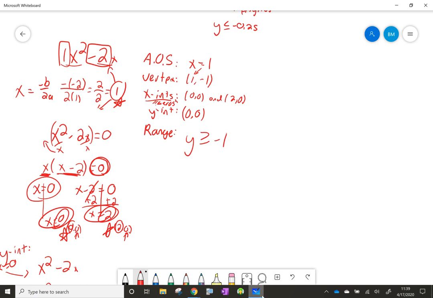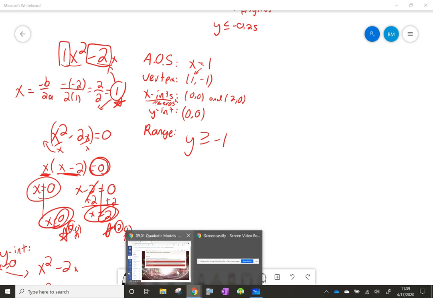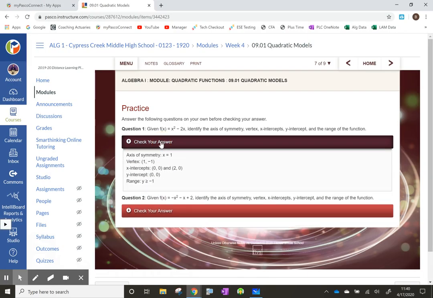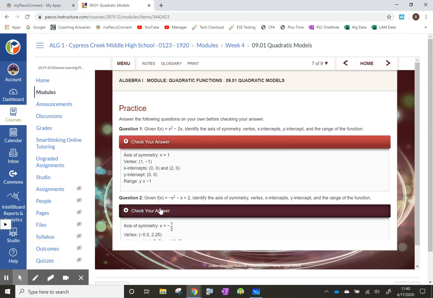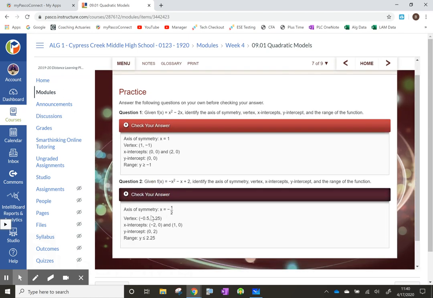And so that's how you would go about doing all those things for number 1. It gives you the answers, obviously, but I've worked everything out for you there. And you would do the exact same thing on question number 2. So I'll let you guys try to practice that one. It gives you all the answers as well, but please make sure you're going through the process like I did.